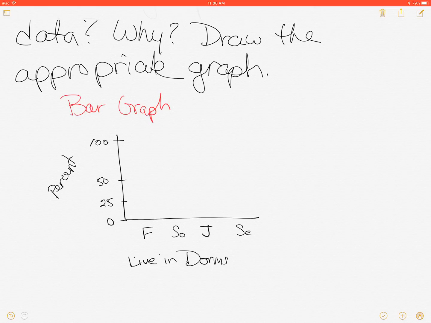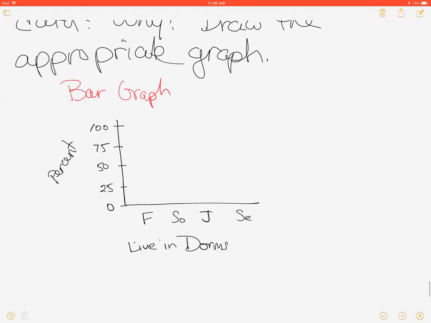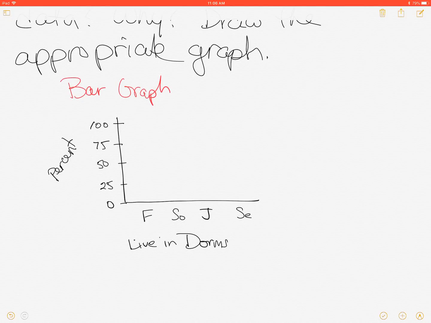Halfway between that is 25. Halfway between 50 and 100 is 75. Notice I didn't go by tens. It doesn't really matter how you go by as long as you're consistent. So freshman was 82. 82 is, okay, maybe I wish I was in tens now. 75 is here. So I'd say, yeah, maybe there. And notice, did I really try really hard on that? No, I didn't.